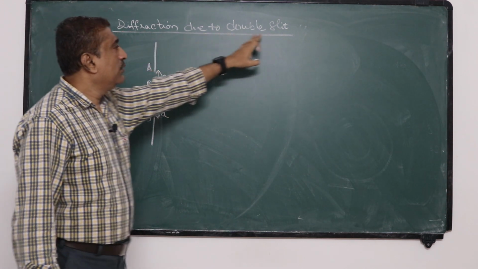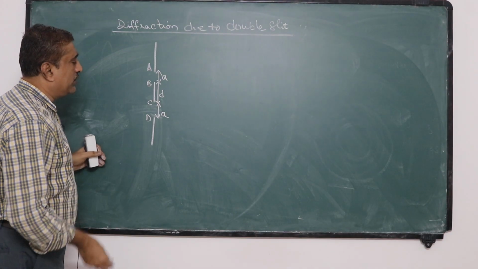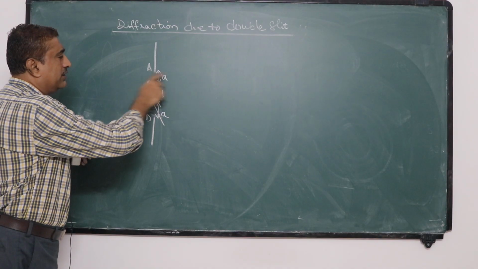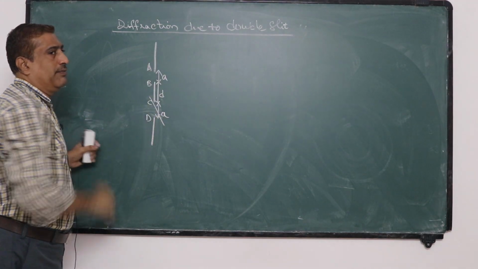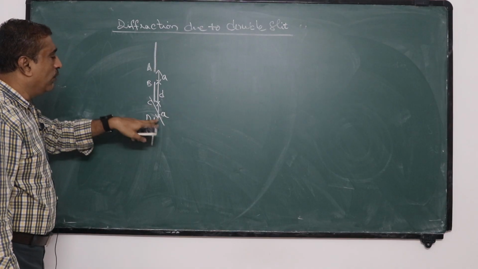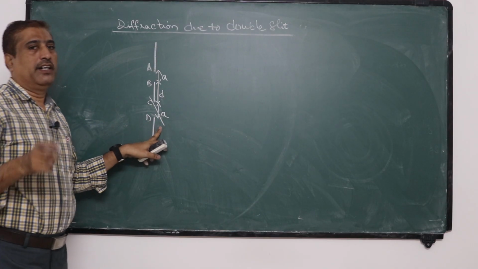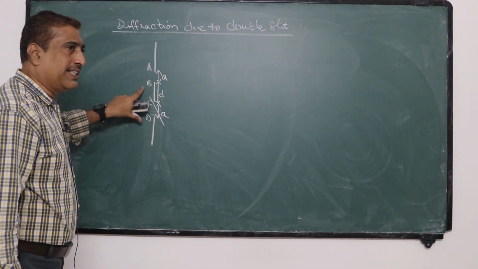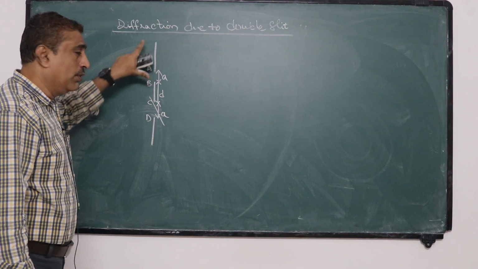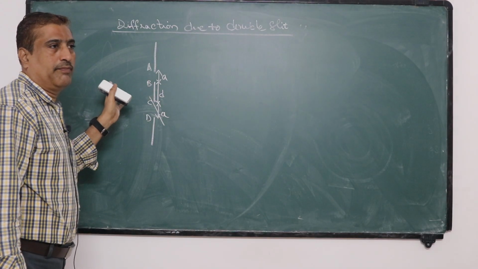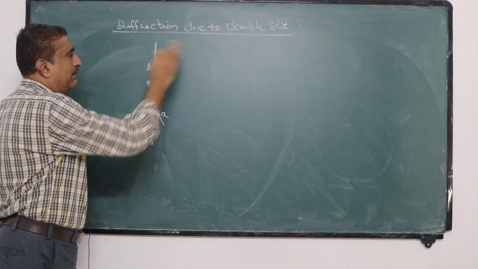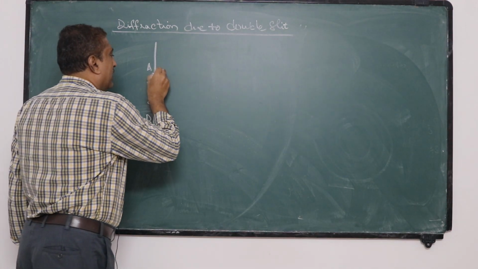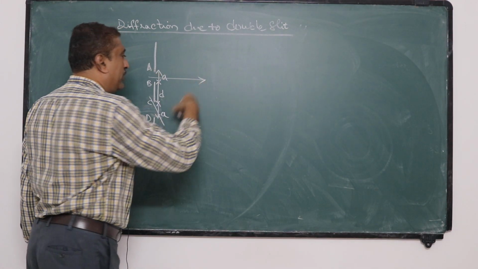Now diffraction due to double slit. Suppose we close this particular slit, then what happens is diffraction due to the single slit only. Suppose we close the other slit and open this one, then it is also again diffraction due to a single slit. But if we open both these slits and expose it to light, then we have the diffraction due to double slit. In that case, what happens is diffraction takes place due to individual slits.